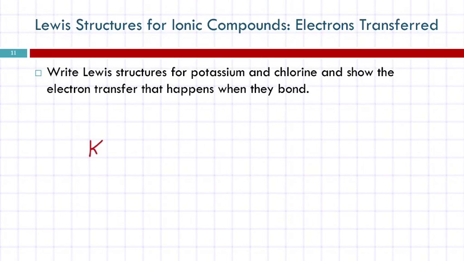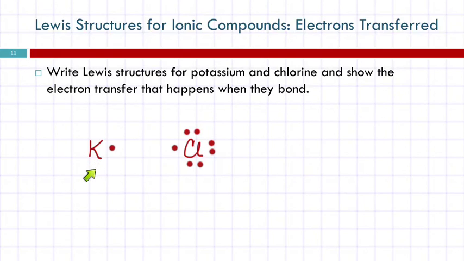So here's potassium. How many valence electrons does potassium have? Just one. And here's chlorine, and it has 7. 1, 2, 3, 4, 5, 6, 7. They want to have 8 valence electrons. So chlorine is like, I've got 7, I am so close to 8, I just need one more electron. Hey, potassium, could you give me that electron, please? I just need one more electron.